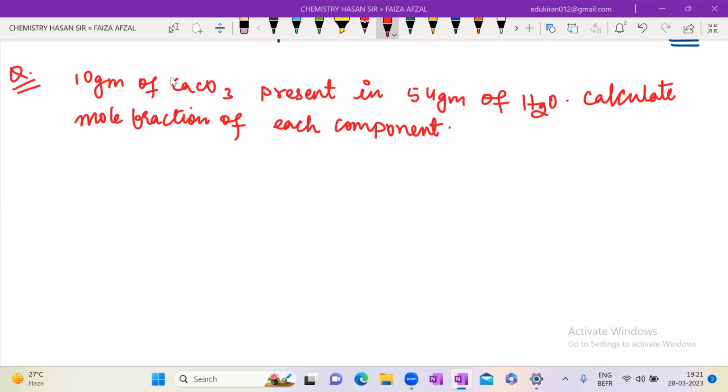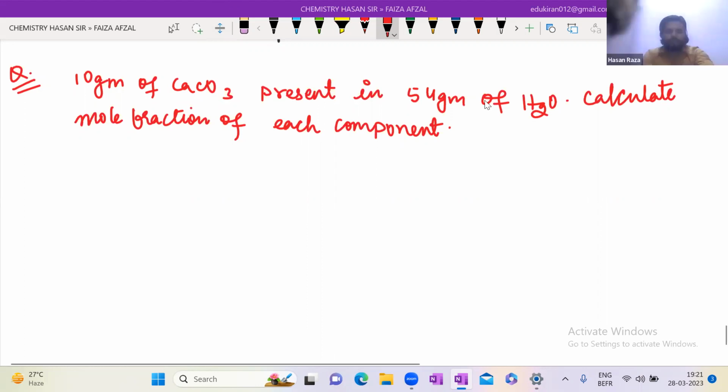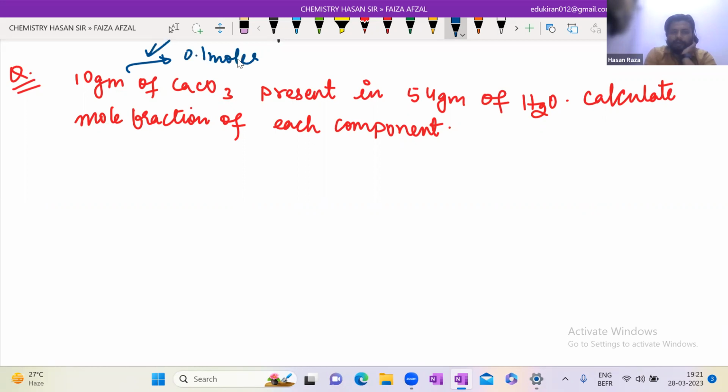Sir, after finding the number of moles, should I substitute that in the mole fraction formula? Yes. Can you tell me the number of moles that you have got for CaCO3? 0.1 moles. That's absolutely correct. What about for the water? 3 moles. Very good.